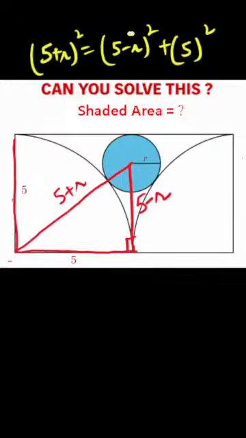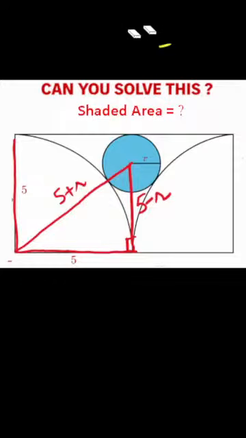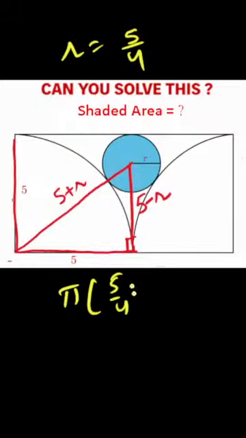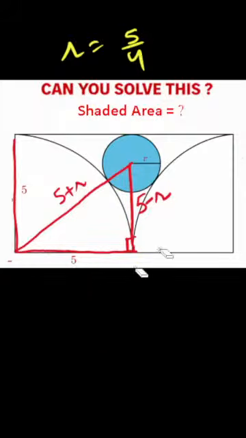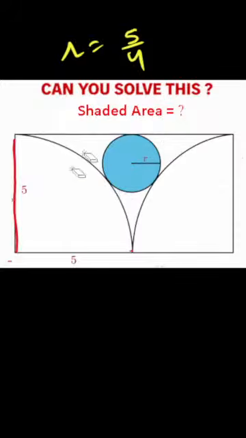So if you solve this equation, your r is going to be 5 by 4, which is 1.25. So the area of the circle is going to be pi r square. So pi (5 by 4) square is going to be 25 by 16 pi. 25 by 16 is the right answer. Saurav, you are also correct. 1.25 square pi. I hope it is clear. And if it is clear, then we can move to the next step.